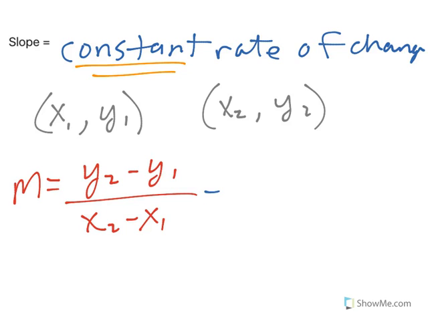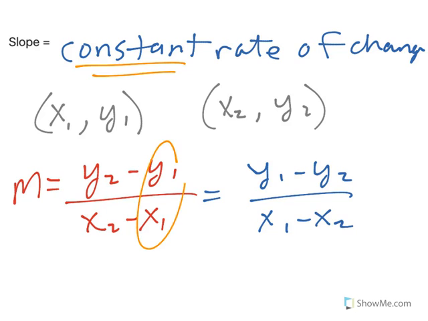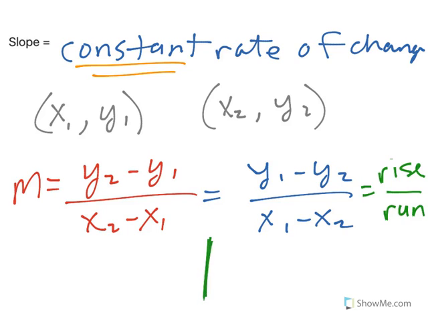I just want to point this out: you can also take y1 minus y2 over x1 minus x2. The big key is that the ordered pairs are on top of each other. It doesn't matter which one you start with, just so that the ordered pairs are on top of each other. Some people talk about this as rise over run, because the y-axis goes up and down, that's rise. Run, you run horizontally, that's the x-axis. So y's are always on top, x's are always on the bottom.